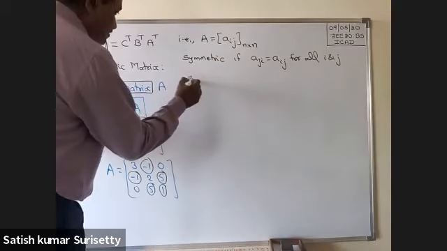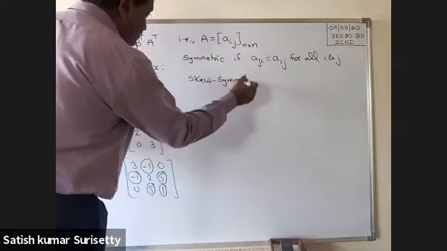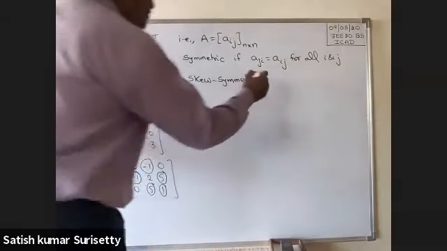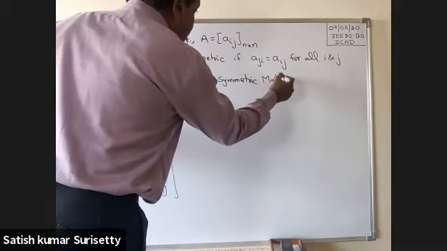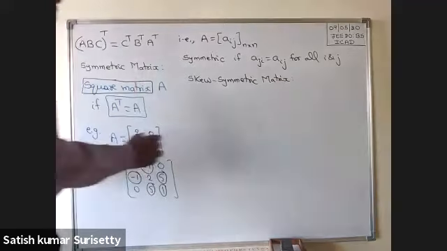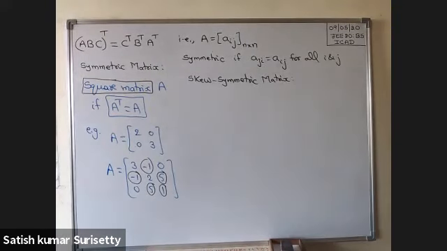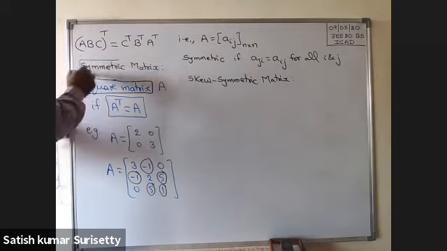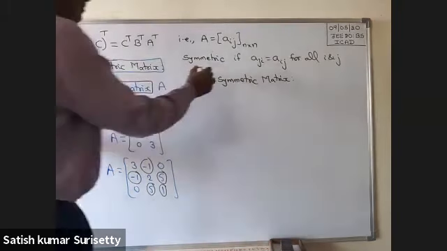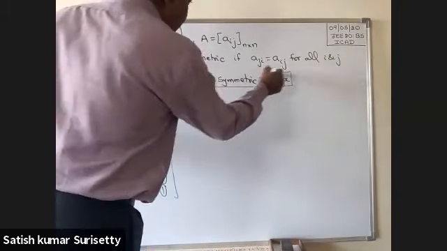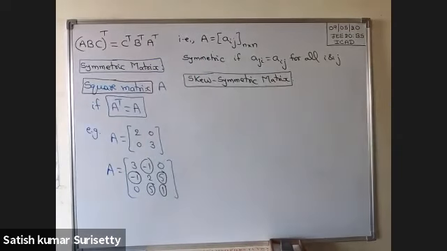Next, skew symmetric matrix. Can you guess what could be the definition here? Aij is equal to minus of Aji.